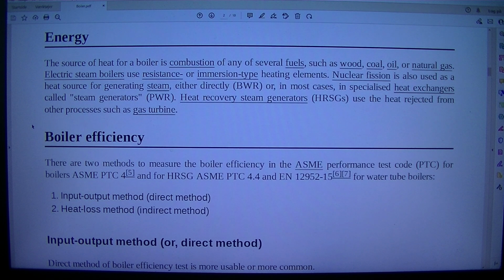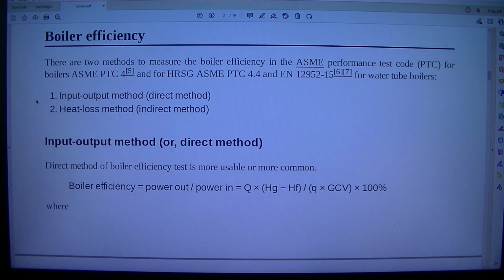Boiler efficiency. There are two methods to measure the boiler efficiency in the ASME Performance Test Code (PTC), for boilers ASME PTC 4.1, and for HRSG ASME PTC 4.4, and EN 12952-15 for water tube boilers. 1. Input-output method, direct method. 2. Heat loss method, indirect method. Input-output method, or direct method. The direct method of boiler efficiency test is more usable or more common.